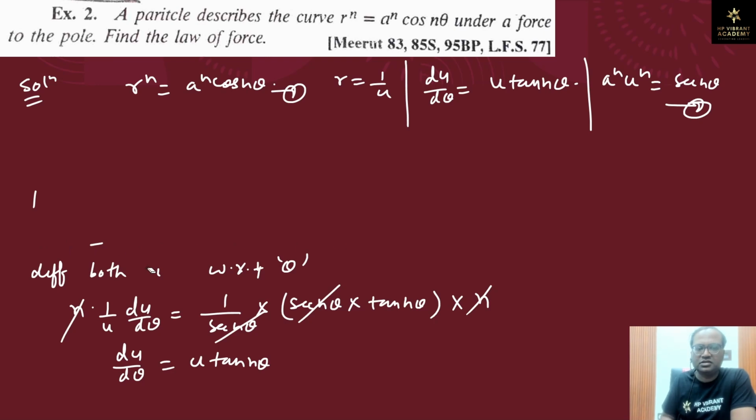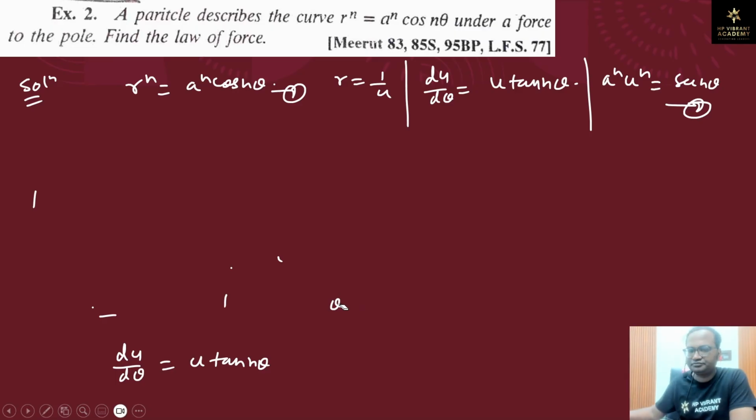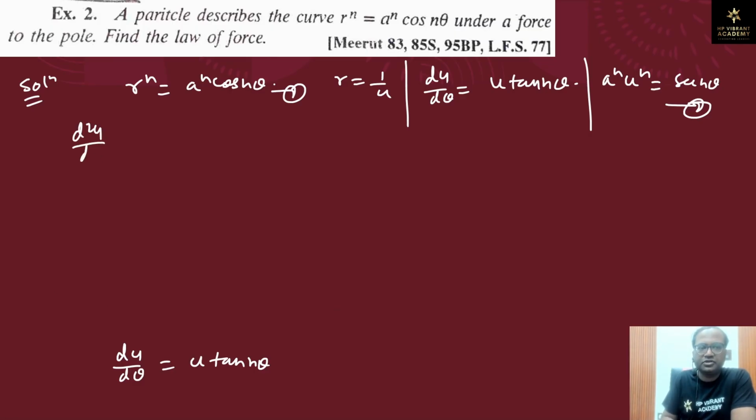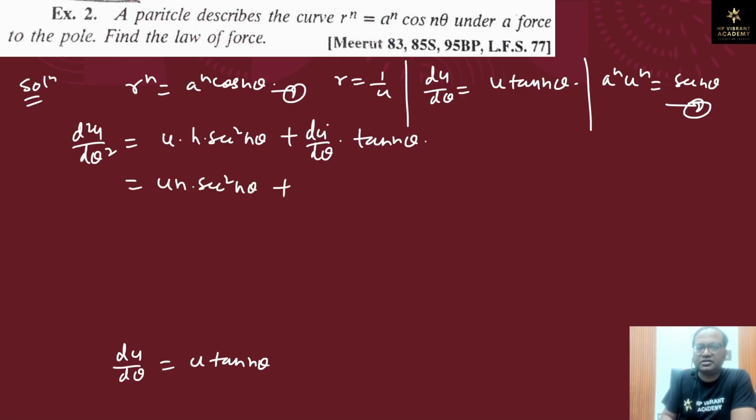Okay, now let us differentiate du upon d theta with respect to theta further. So we have d2u upon d theta square is equal to u times n sec square n theta plus du upon d theta into tan n theta. So we have u n sec square n theta plus du upon d theta, which is u n tan n theta, so u n tan square n theta. This is d2u upon d theta square.